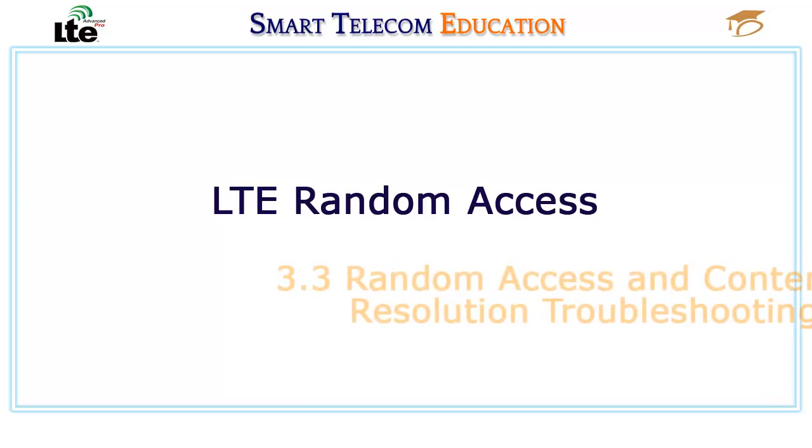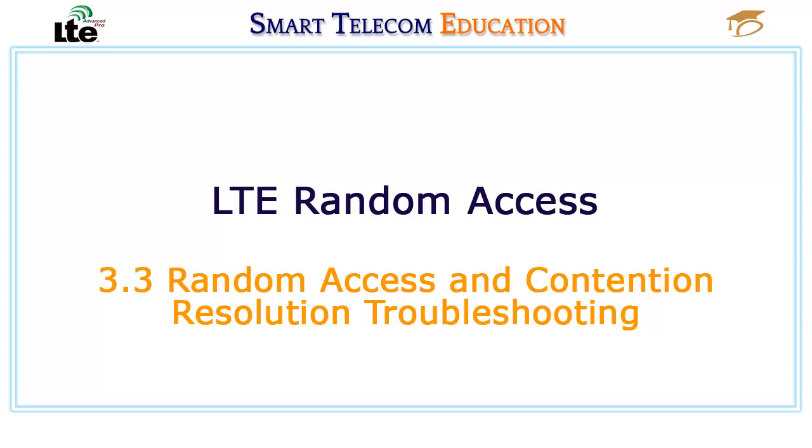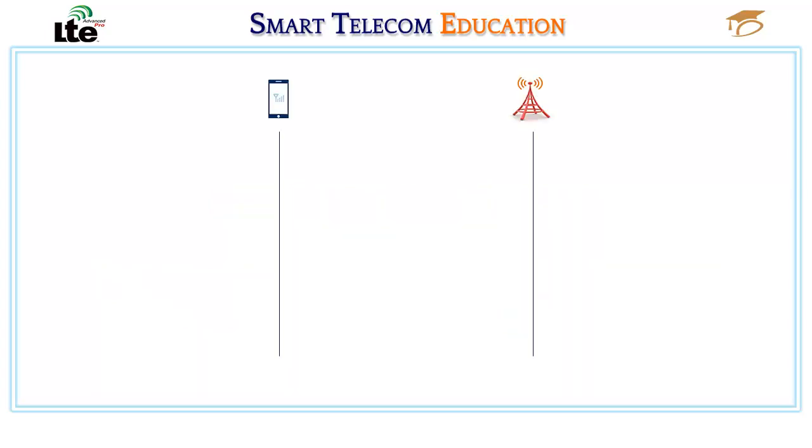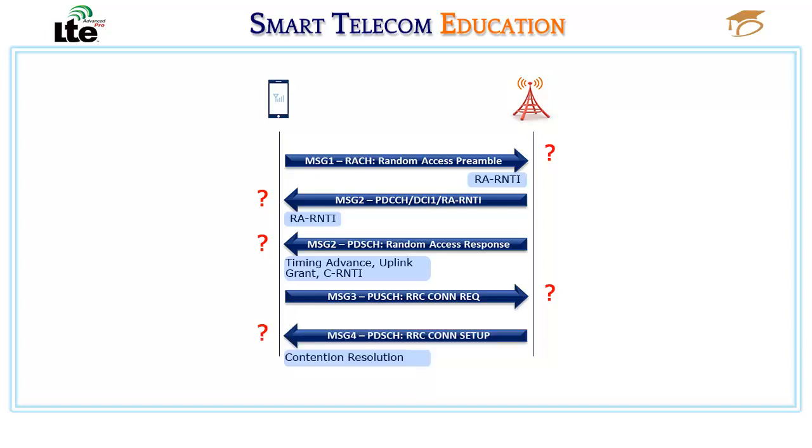Based on the random access KPIs, if there is any degradation in the KPI trend, the troubleshooting process is as follows. Troubleshooting of random access procedures. First check, is the random access preamble received by the eNode B? Second check, is the random access response received by the UE? Third check, is the RRC connection request message received by the eNode B? Fourth check, is the RRC connection setup message received by the UE? There are 4 steps that shall be troubleshooted based on KPIs and the attempt volume for each signaling message.